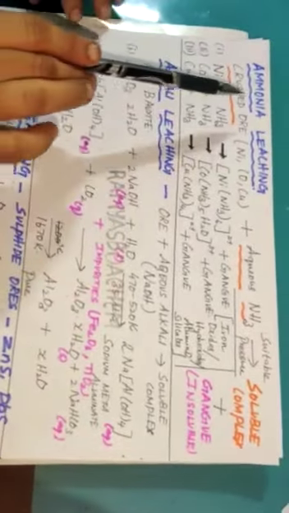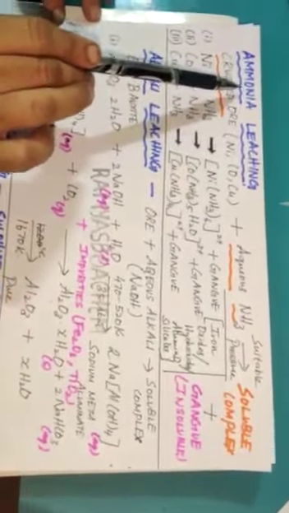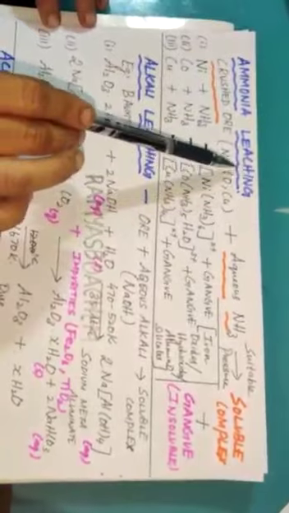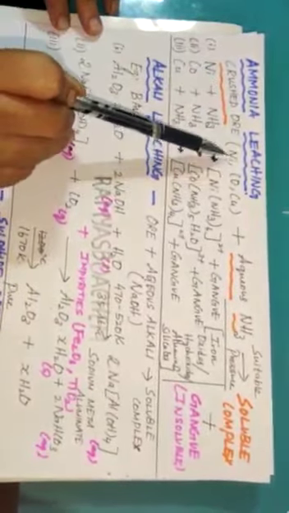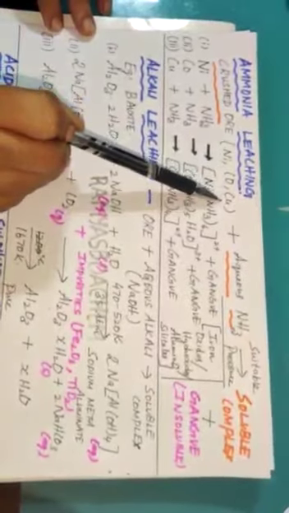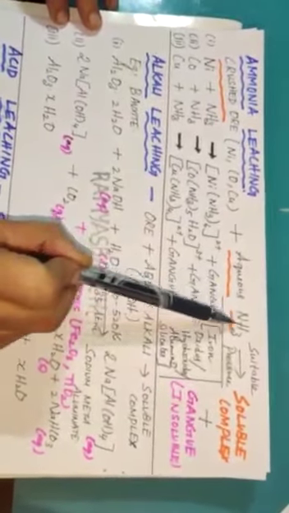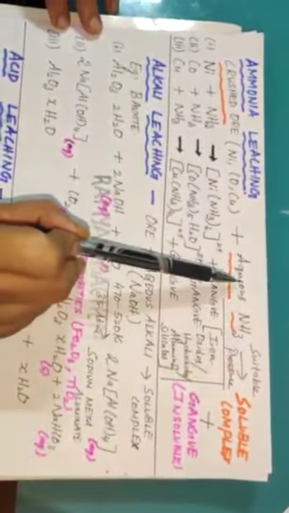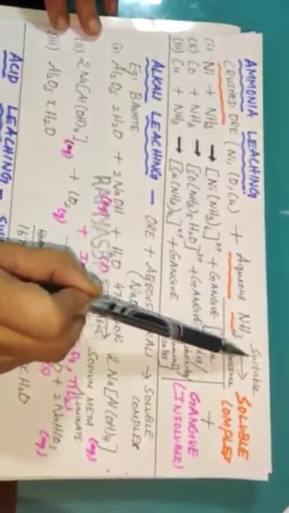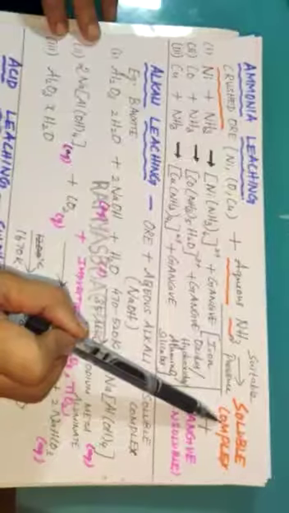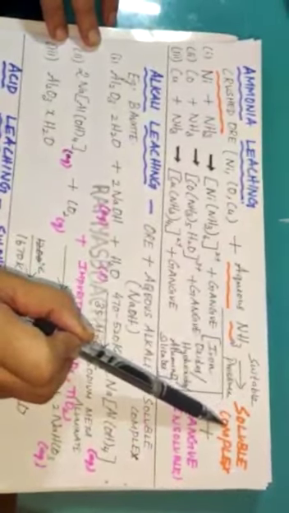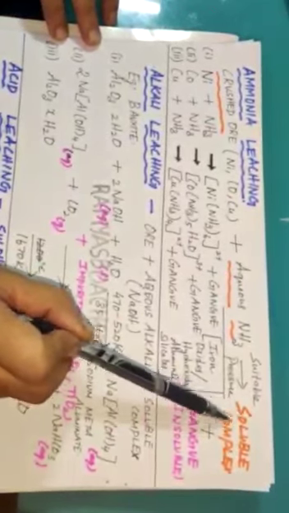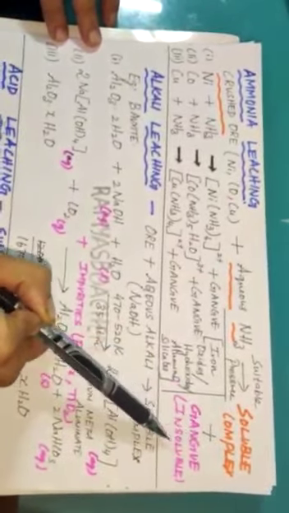Here in the second method of leaching, ammonia leaching, the crushed ore, that is concentrated, let me take up nickel or cobalt or copper ore, is treated with aqueous ammonia under suitable pressure. You get a soluble complex and gangue. As I told you in the previous case, the soluble complex contains a metal and the gangue is insoluble.